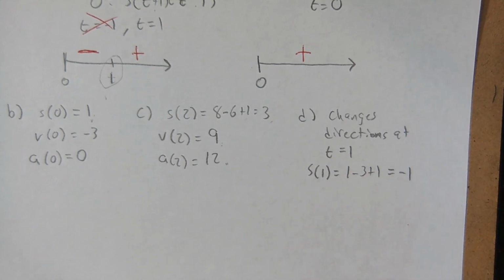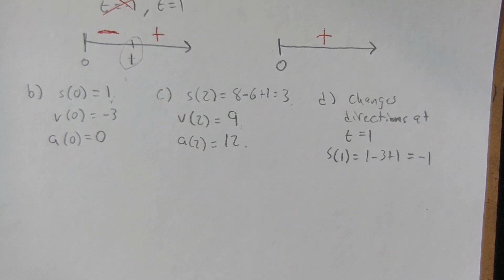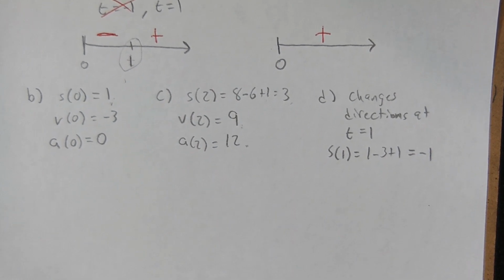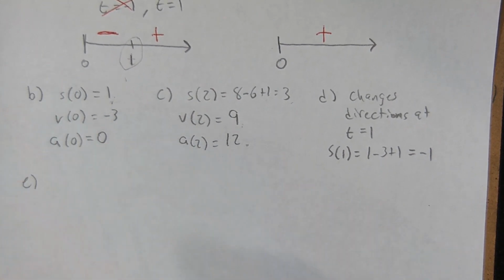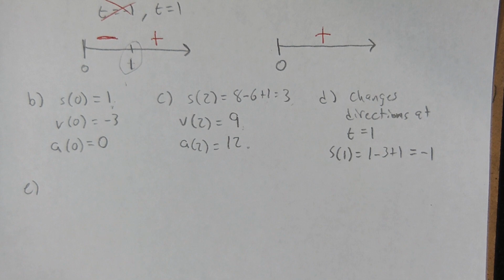That equals negative 1. So at time equals 1, I was 1 unit to the left of the origin, and that's when I started heading to the right. It was right after that instant in time. Part E says to draw a motion diagram for the particle.